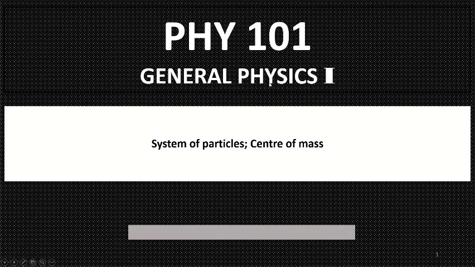Welcome to another fascinating aspect of physics: system of particles and center of mass. Now, a system of particles is a collection of objects, while center of mass is a key concept used in calculating the motion of the system as a whole. These two concepts are essential in understanding the behavior of matter and energy in our universe.